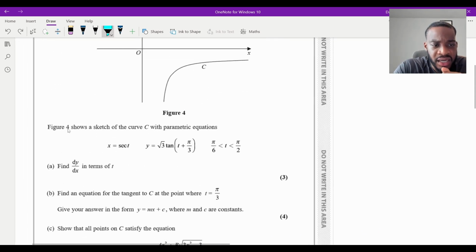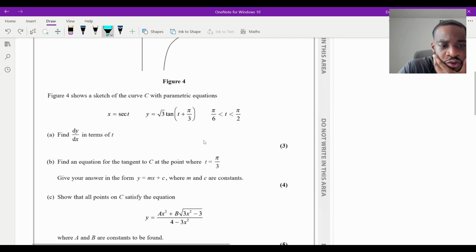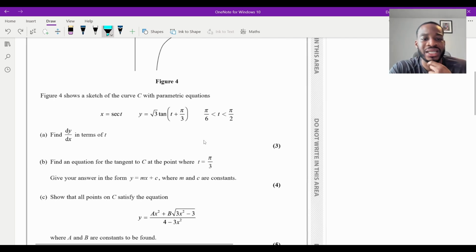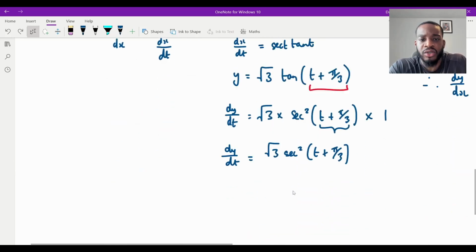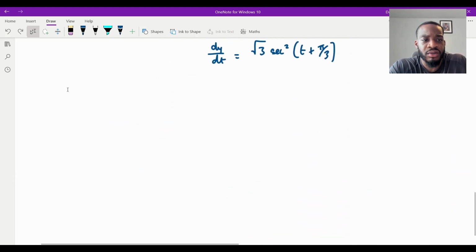What is part B telling us? It says find an equation for the tangent to C at the point where t equals pi over 3. Give your answer in the form y equals mx plus c, where m and c are constants. Okay, so this again is not too bad. We're finding an equation of a tangent. Let me just put this there.